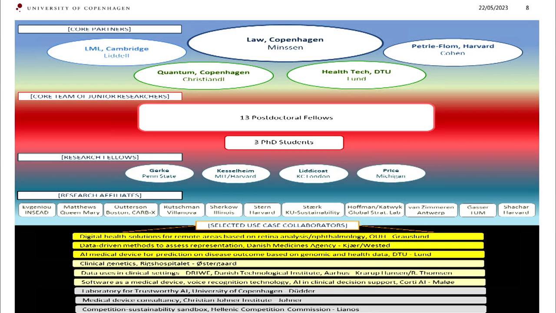And also, of course, we hope to keep in contact also with Mauritz here in driving our research forward in this area. So I think I stop here and give the floor to Urs.